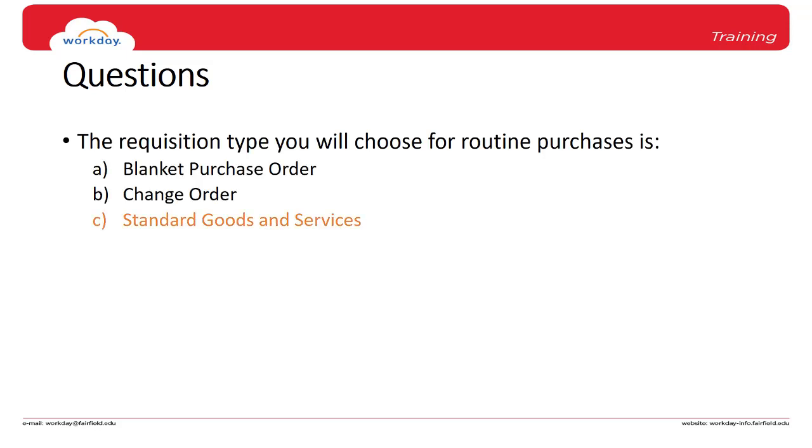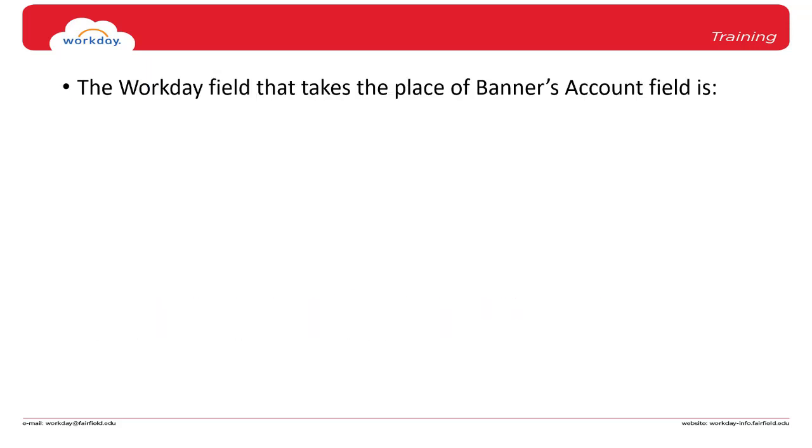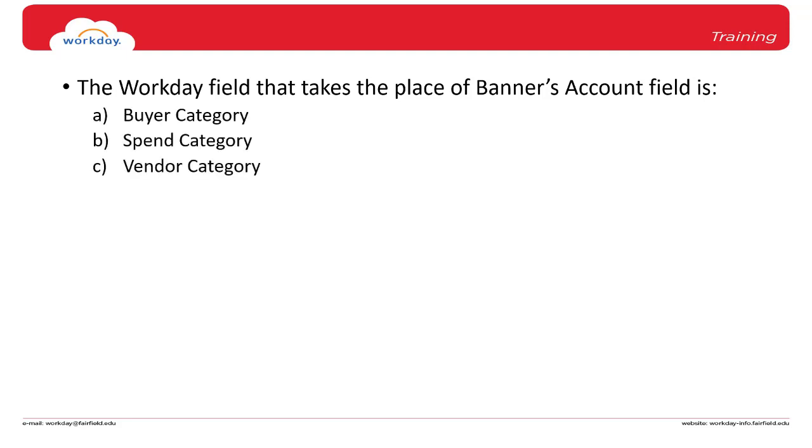If you chose C, you're correct. The punch-out option allows you to A, B, or C. B is the correct answer. The Workday field that takes the place of Banner's account field is A, B, or C. B is the correct answer.